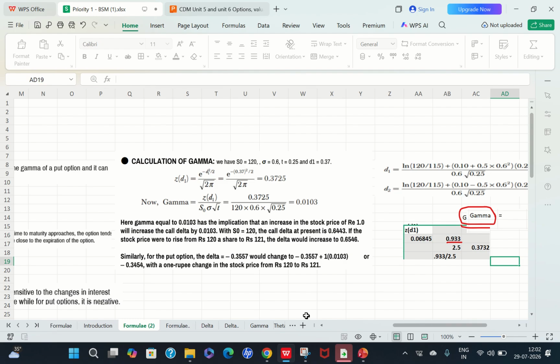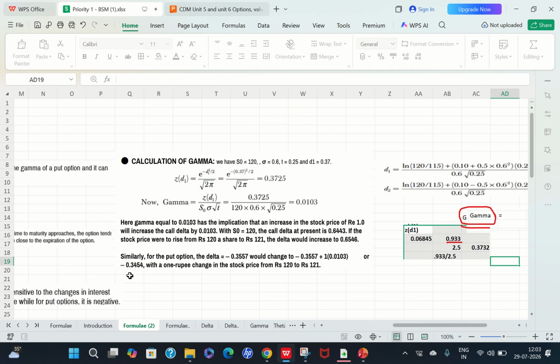Similarly, this is for the call option I told you. Similar for the put option, what is the understanding? It is minus 0.3557. This would change to minus 0.3557 plus 1 of, when my stock price changes from 120 to 121 rupees, if it increases, then my put option's delta would change to minus 0.3557 plus 1 of 0.0103, that is minus 0.3454.